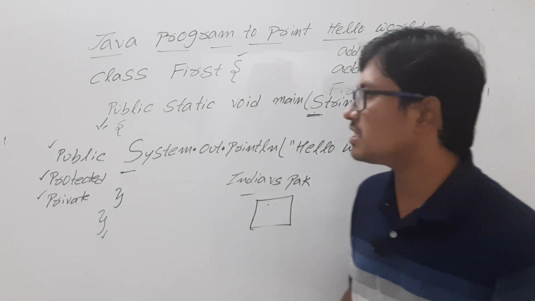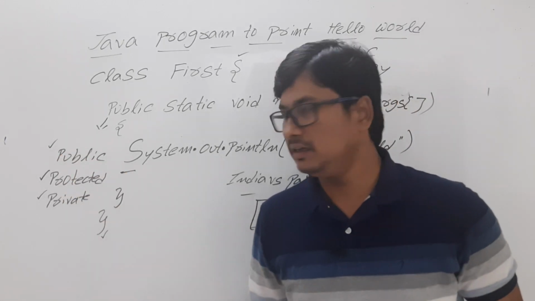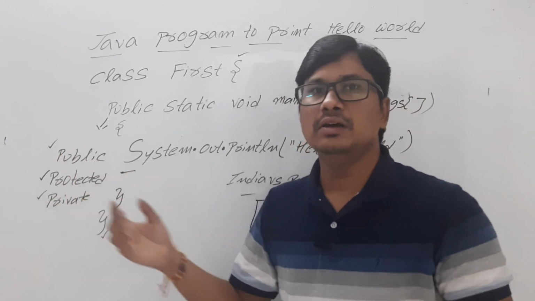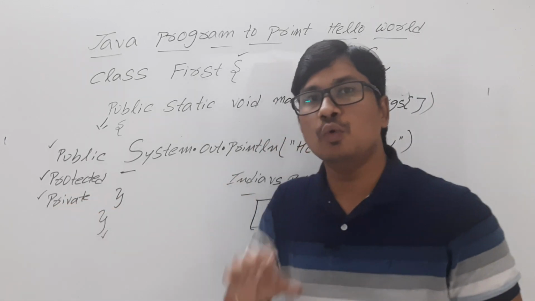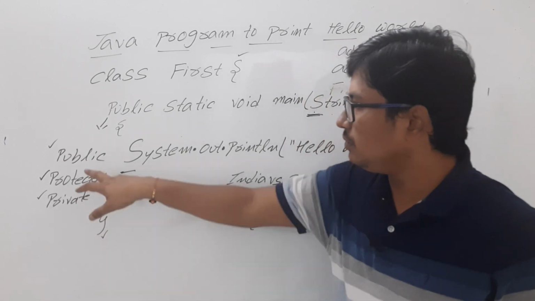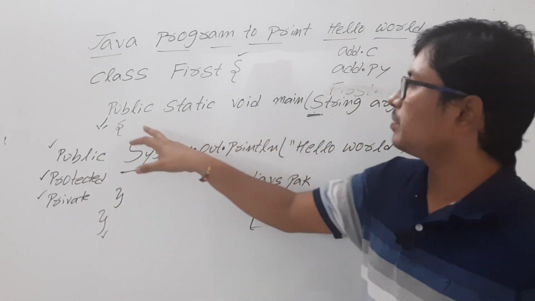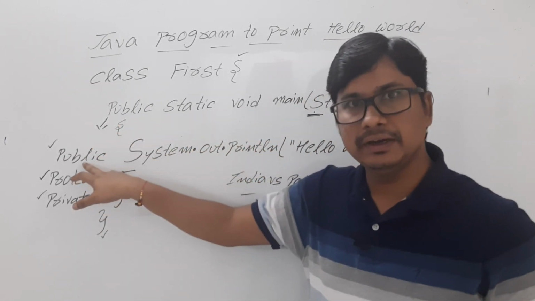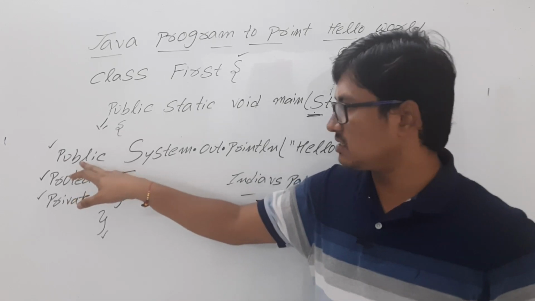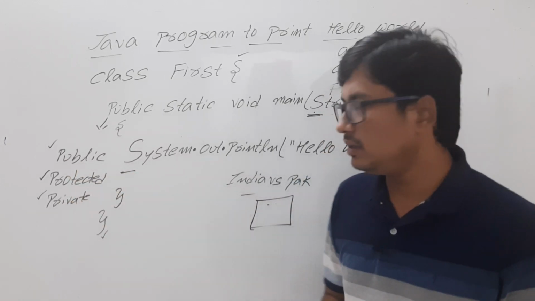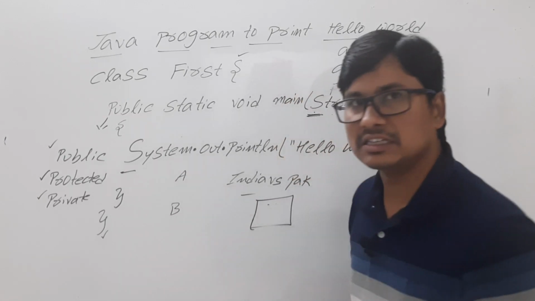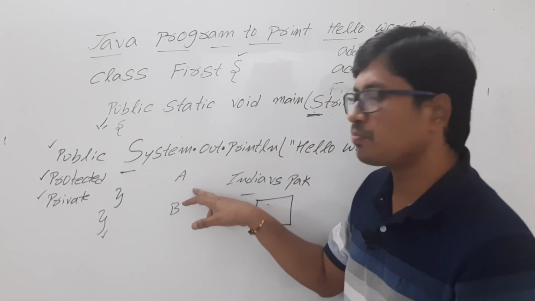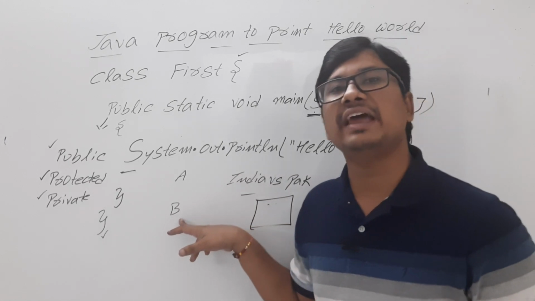So public means everyone can access it. Protected means only you and your family members can access it. Private means only you can access. So if you keep a method as public, everyone can access it. If you keep it as protected, only the parent class and the child class can access. Means if a parent class has a protected method, only the child class can access it.